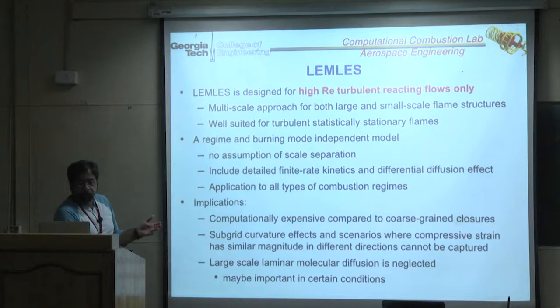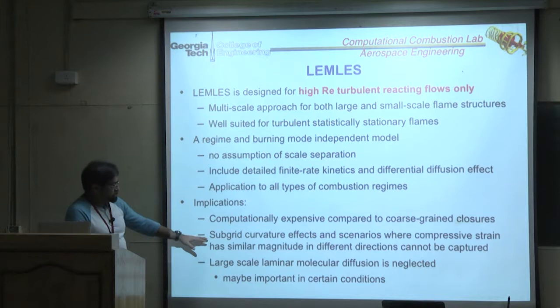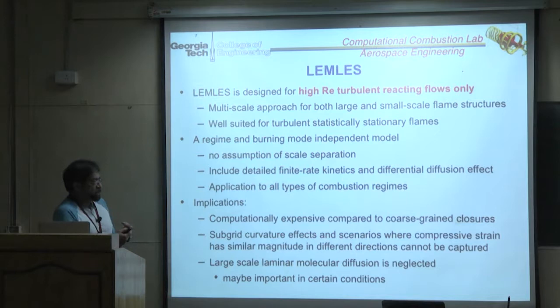Basically, you're calling something inside every grid cell. So you have to use parallel computing and more sophisticated methods. And then there are some things, for example curvature effects and the scenario when compressive strain has similar magnitudes in different directions. That means if the flame is not wrinkling in one direction but is going completely crazy, that 1D line will not know which one to pick. It'll just pick one direction. So it has an approximation. So that has problems when you have very tiny spherical flames, which may not be happening.